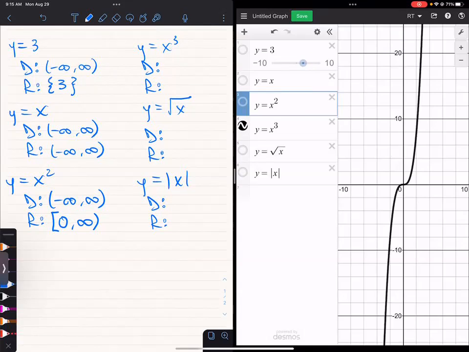Well, one end's pointing to the left and the other to the right, and everything in between looks like it gets covered up, right? So it's defined over the whole x-axis. What about the range? One up and one down, right?